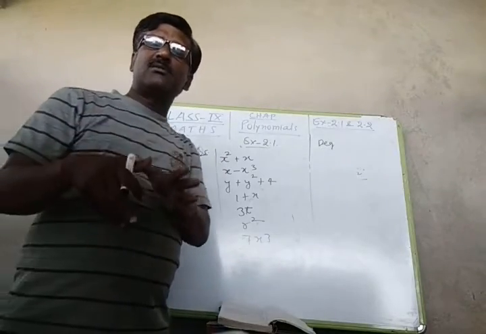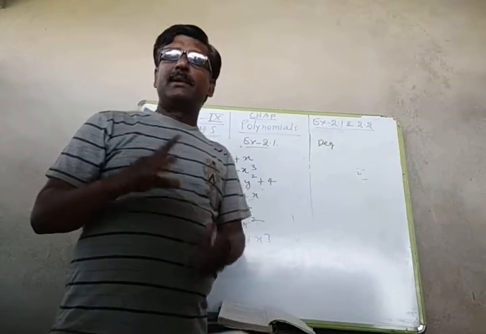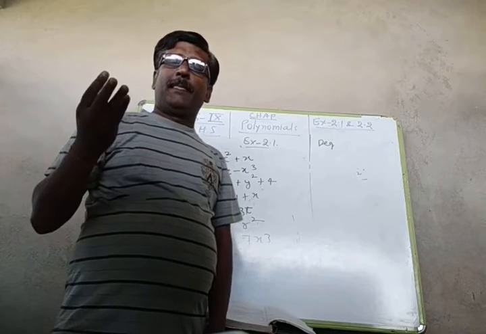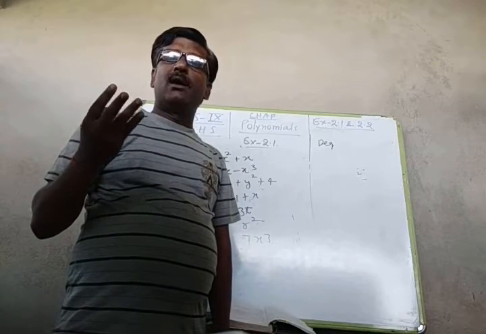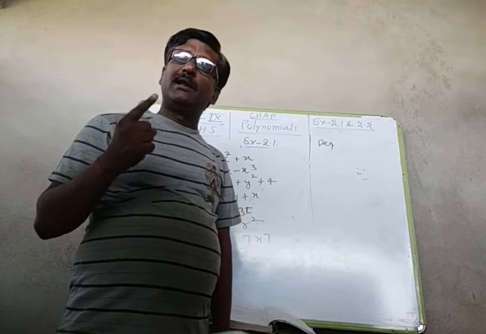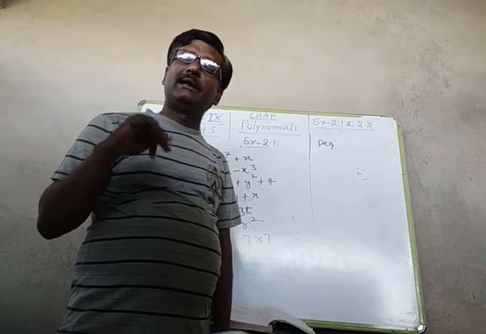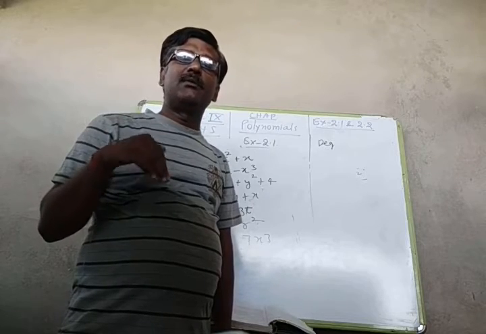So on the basis of degree, there are basically 4 types in class 9th: linear, quadratic, cubic and biquadratic. If the degree is 1, then that will be linear. If the degree is 2, that will be quadratic. If the degree is 3, that will be cubic. If the degree is 4, that will be biquadratic.